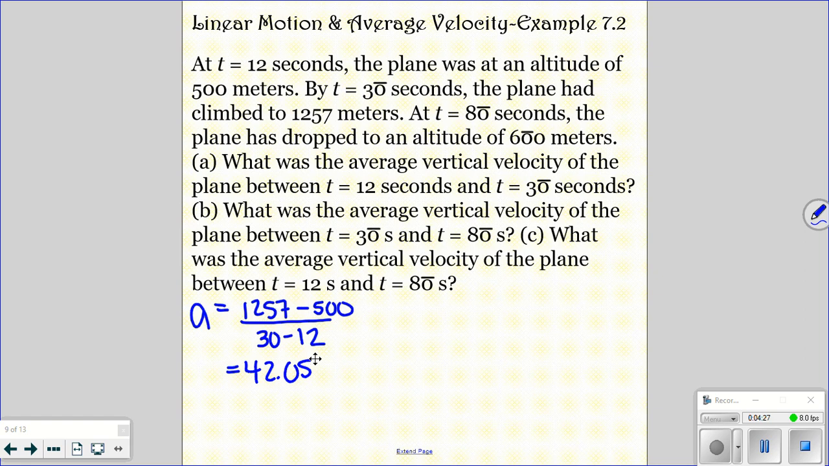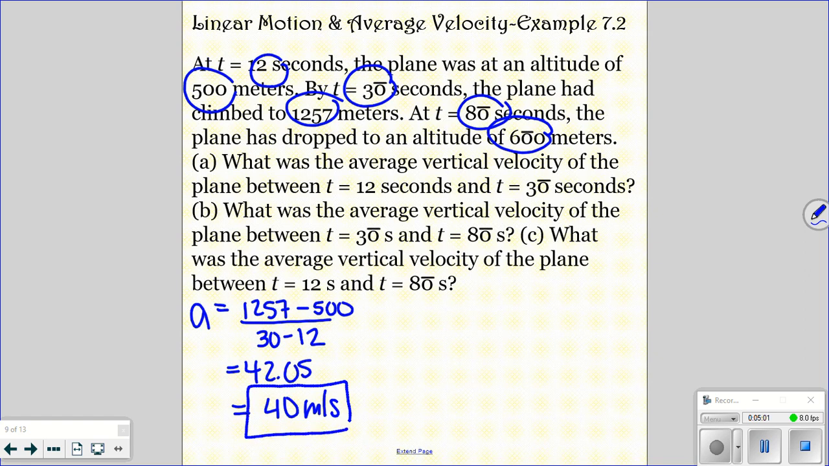Everywhere you look, this one has 2 sig figs, this one has 2 sig figs, this one has 2 sig figs, that one has 2 sig figs, but 500 only has 1 sig fig. So we use the 500, so we have to only have 1. So that would be 40. And then our units are meters per second. Okay? So that would be for A.